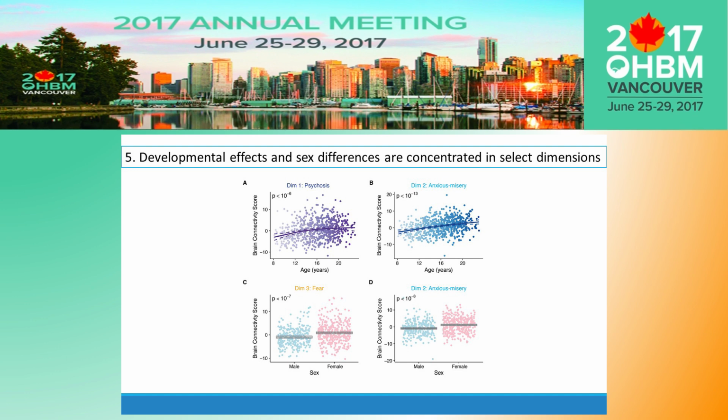Since we're blessed with a large population of youth in our data set, we also looked at the developmental effects and sex differences. And we found that indeed there were significant developmental effects in brain connectivity that are highly associated with psychosis and anxious misery dimension. And there are significant sex differences in the fear dimension and the anxious misery dimension, which both accord with our known sex differences in psychopathology.